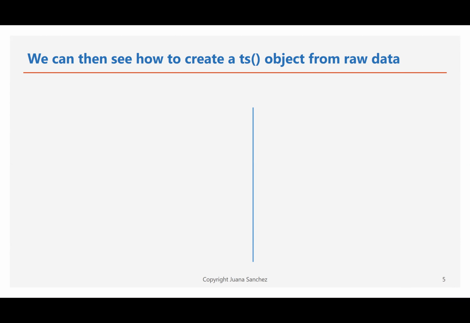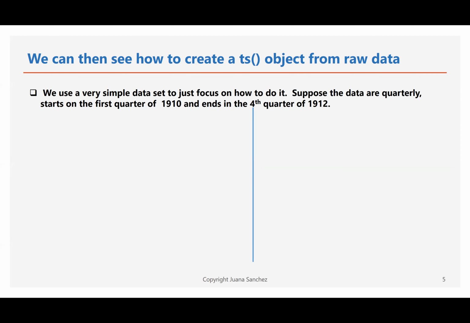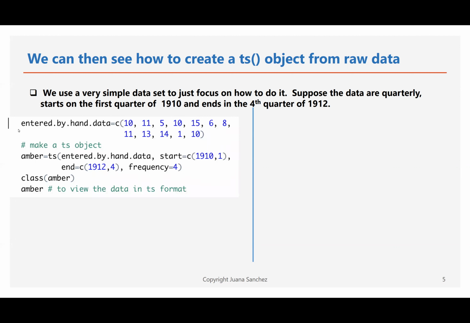That was a data set that is inside R. Now we wonder, how do we create a TS object using our own raw data that we are going to import into R? Well, we can do that. We use a very simple data set now to just focus on how to do it. Suppose the data are quarterly. It starts on the first quarter of 1910 and ends in the fourth quarter of 1912. This is the data that I enter by hand. So it's just a vector of data. These are the observations, the measurements. And the first measurement is going to start in 1910, first quarter, and end in quarter 4 of 1912.